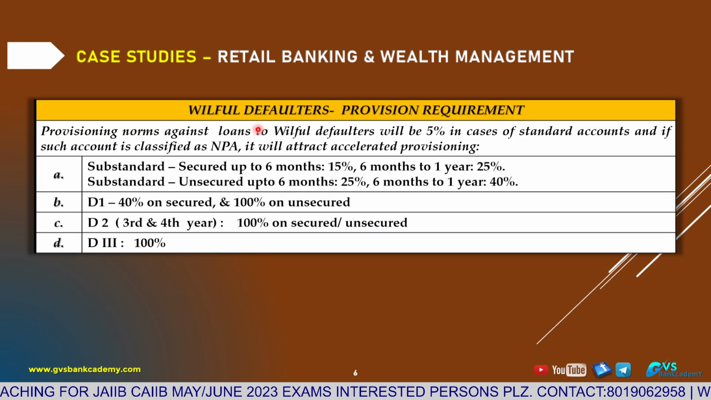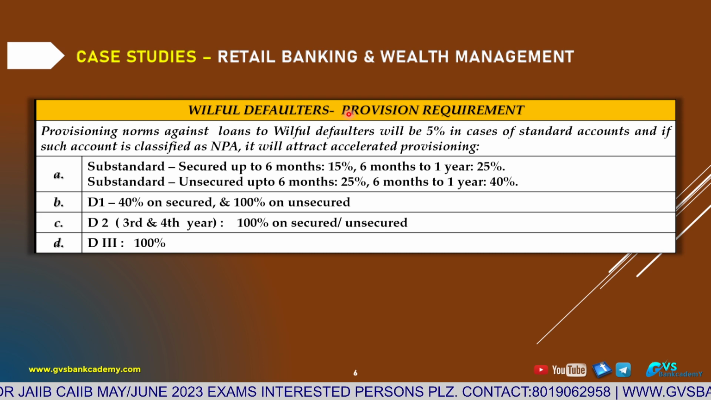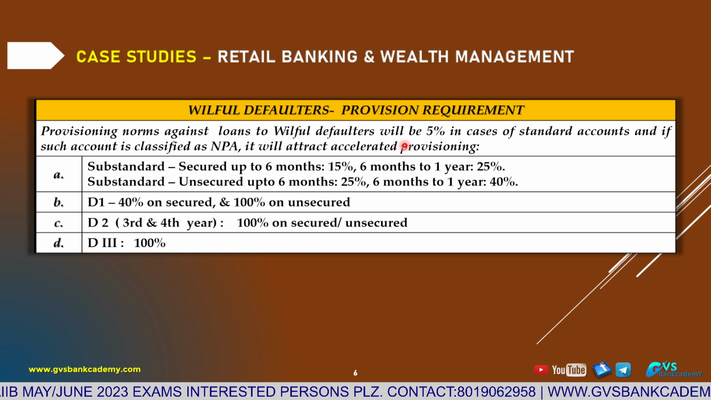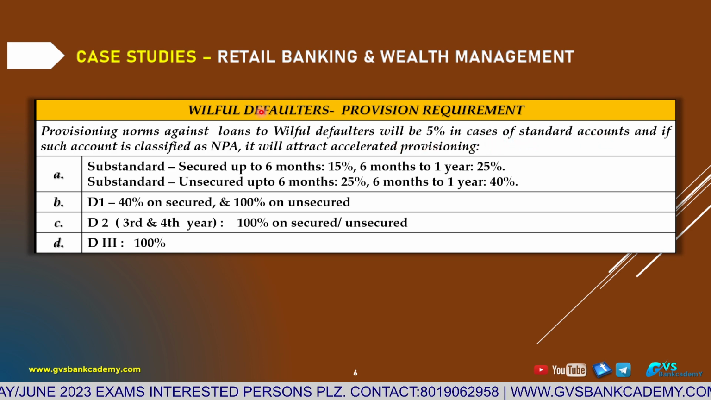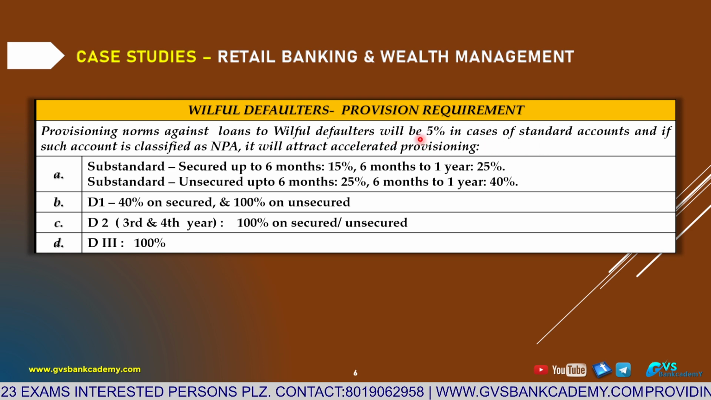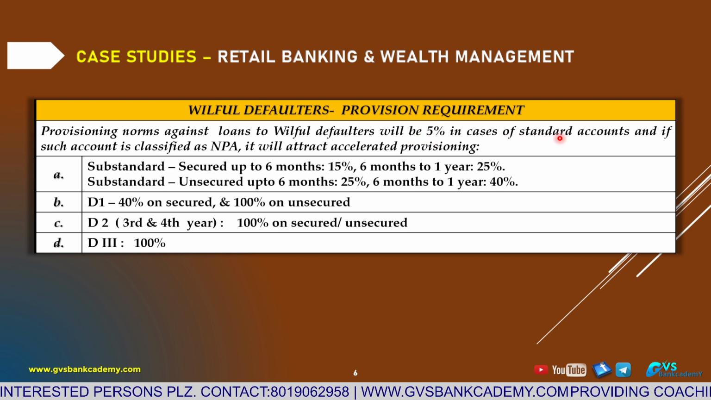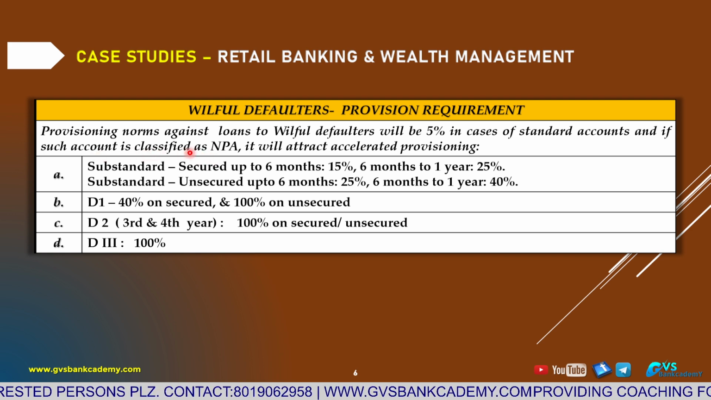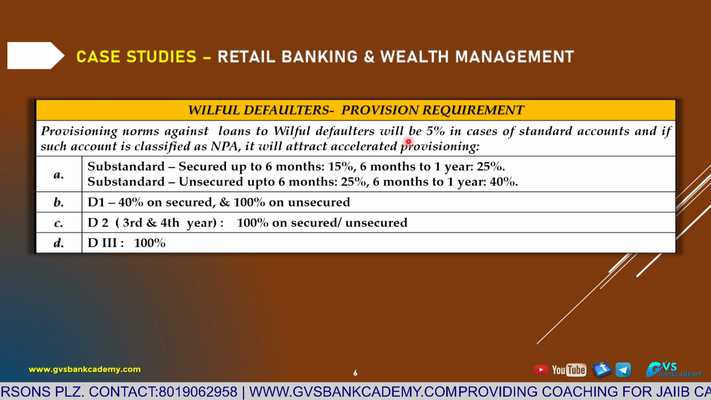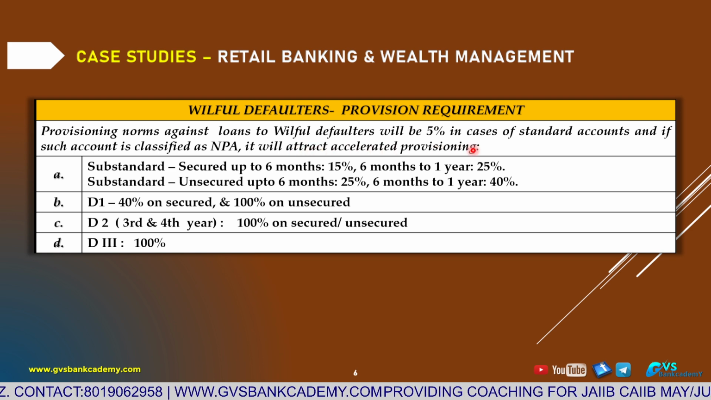What is the provisioning requirement for a willful defaulter's account? This question they ask several times in the examination. Provisioning norms against willful defaulters will be 5% even in a standard account. If the willful defaulter's name is appearing and the account is a standard account, 5% will be the provision, instead of 0.25 or 0.4. If such an account is classified as NPA, it will attract accelerated, additional provisioning. What is the accelerated provision?